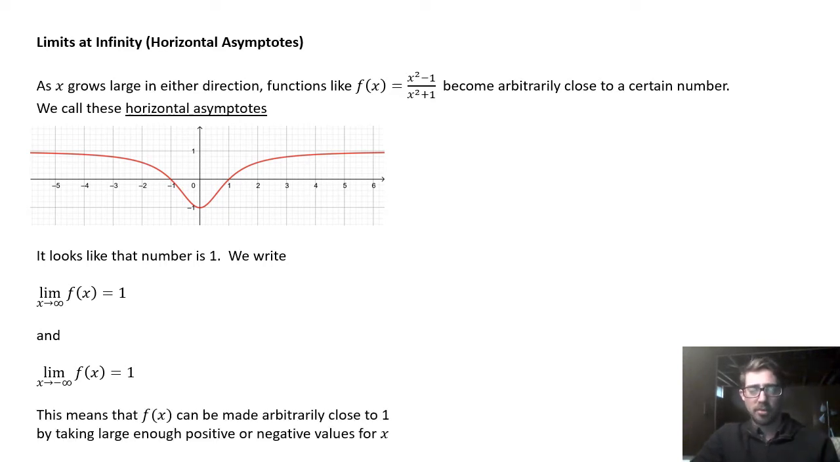Okay, so in terms of the limit, that's really the definition here. f of x can be made arbitrarily close to 1 by taking large enough positive or negative values for x. So if you plug a million into that function, a million squared minus 1 over a million squared plus 1, whatever that number is, it's very, very, very close to 1 and can be made even closer by just taking bigger x's. So that's why it's like a limit.